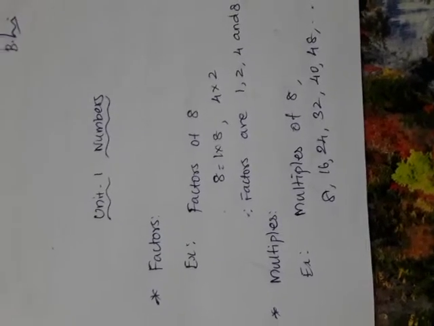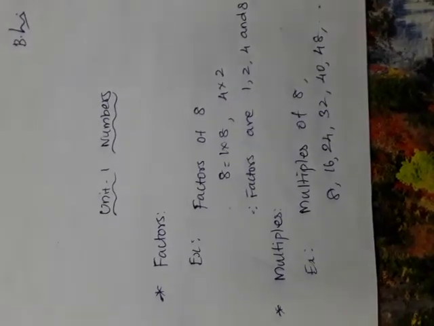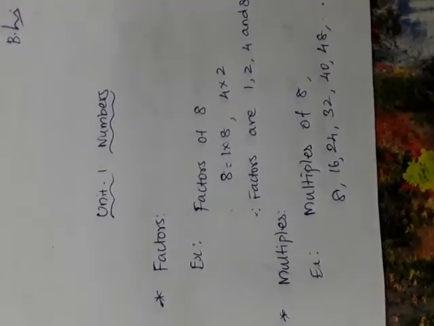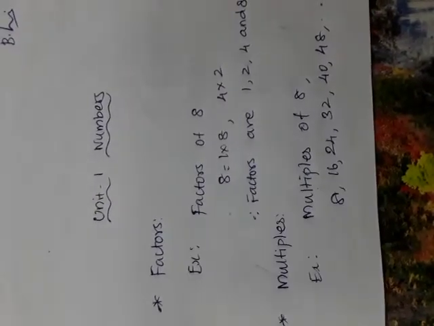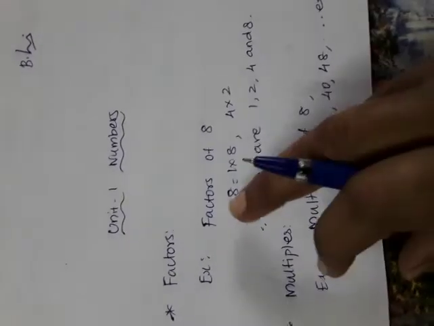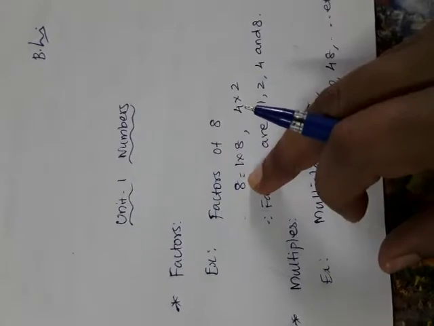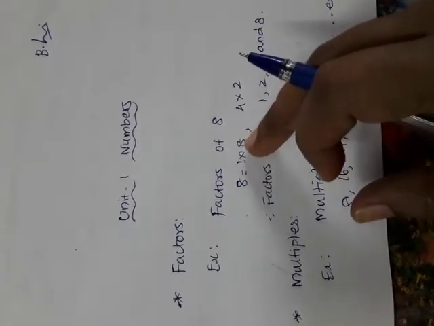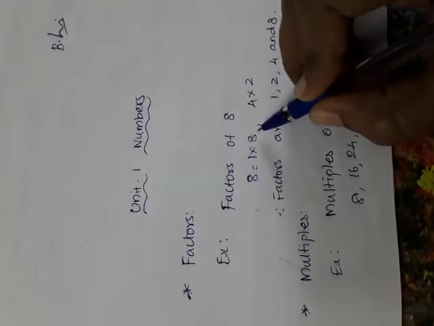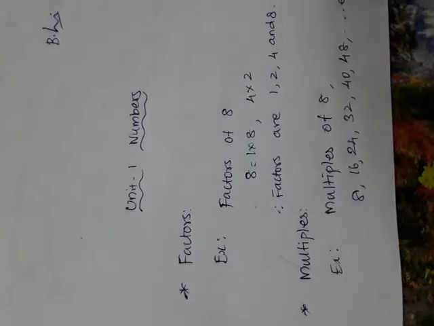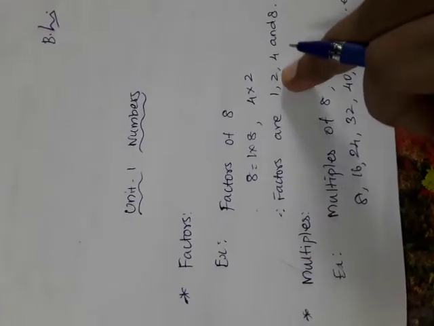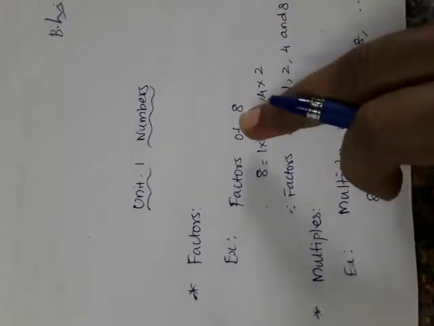First one, factors. By this example I will explain what factors are. Factors means expressing the given number as a product of two numbers. What do you mean by product? Product is multiplication. For example, factors of 8. 8 is equal to 1 into 8, and 4 twos are 8. That's all, no other factors will come. So 1, 2, 4, 8 are all the factors of 8.